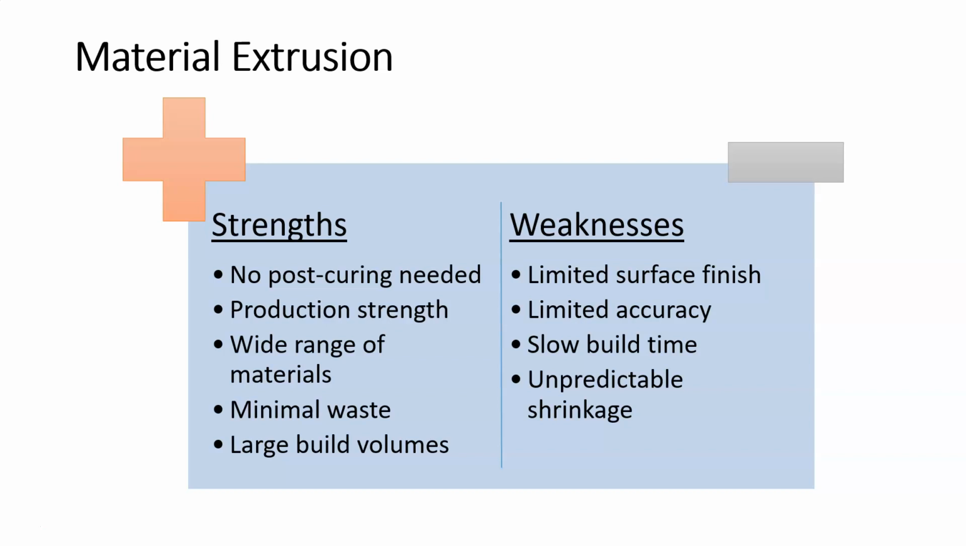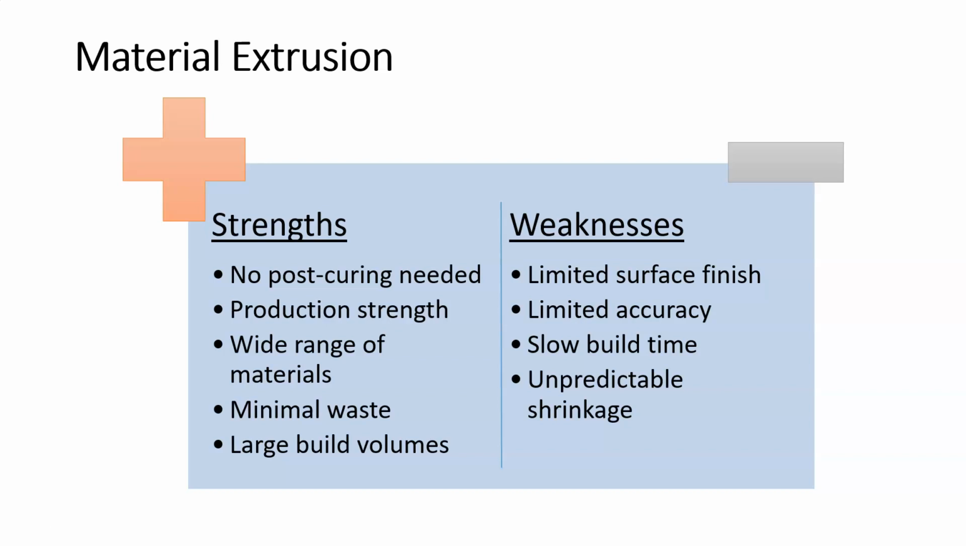There's a minimal amount of waste. Realize that we're only going to be using the material that we need in the print, with the exception of some of the supports, which is not a whole lot of material anyway. Any support structure is going to be the only waste that you would have. And then we can build with large build volumes. Like I mentioned, BAAM, Big Area Additive Manufacturing, is a large scale 3D printer using the material extrusion process. Contour crafting can build homes and other structures, so it is very large scale.